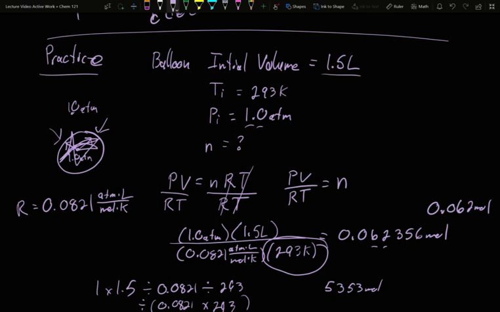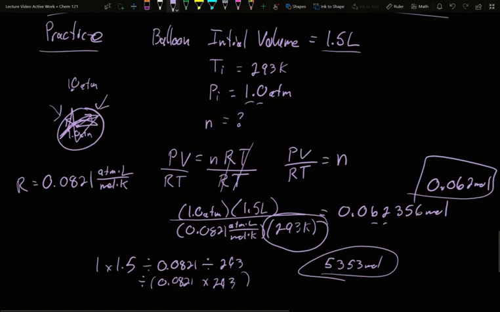So I'm going to do that one here so you can know if you accidentally got 5,353 moles that you need to adjust how you're entering it into your calculator. If you got the 0.062 moles, then spot on. This is how many moles are actually in the balloon. And a 1.5 liter balloon is probably about 3, maybe 4 breaths normally for folks, unless you took really big breaths.